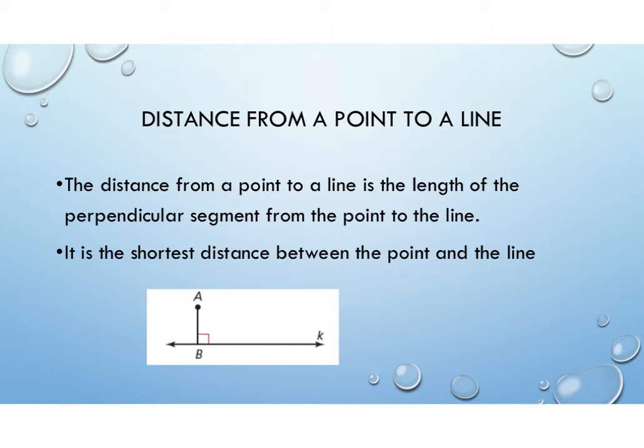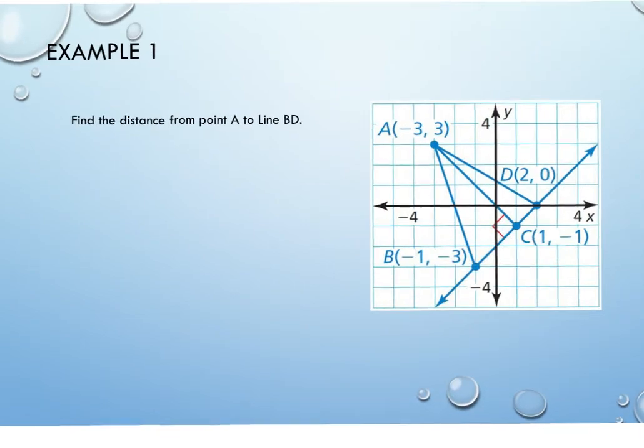So let's draw our own example given this. So the distance between the point A and the line K is the distance between A and B. So if we have any line here and then any point, okay, so let's take this as our point. Now, it's saying that the distance between this point and the line must be a length that makes a 90-degree angle with the line. Okay, so this is the distance from the point to the line.